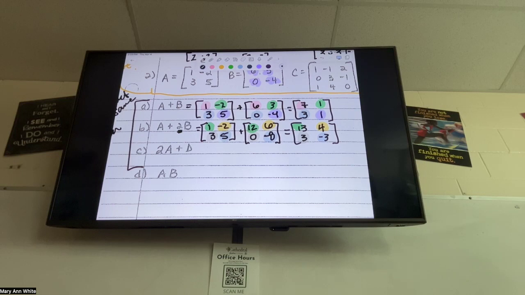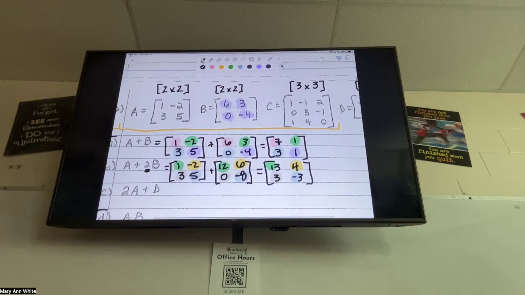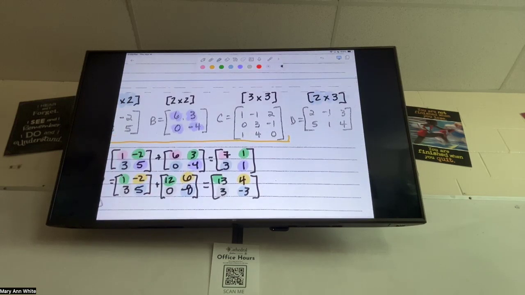Okay, so Sophia already kind of previewed that the next one's not gonna work. Sophia, why is the next one not gonna work? They don't have the same dimensions. They do not have the same dimension. So when I go up here and look, A has a dimension of 2 by 2 and D has a dimension of 2 by 3.